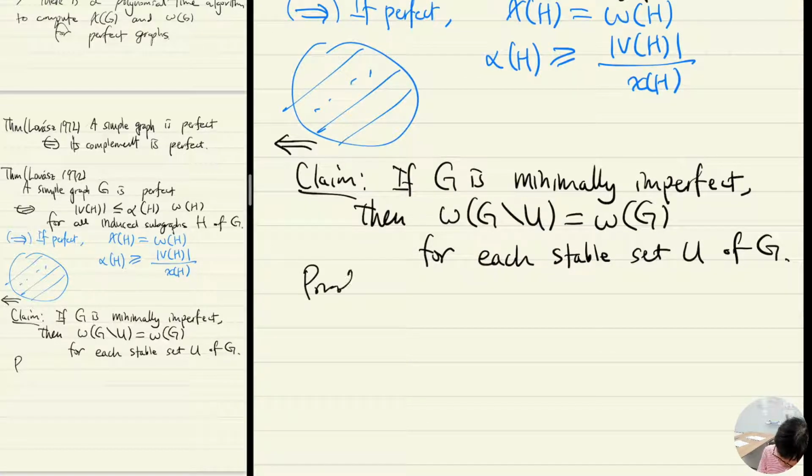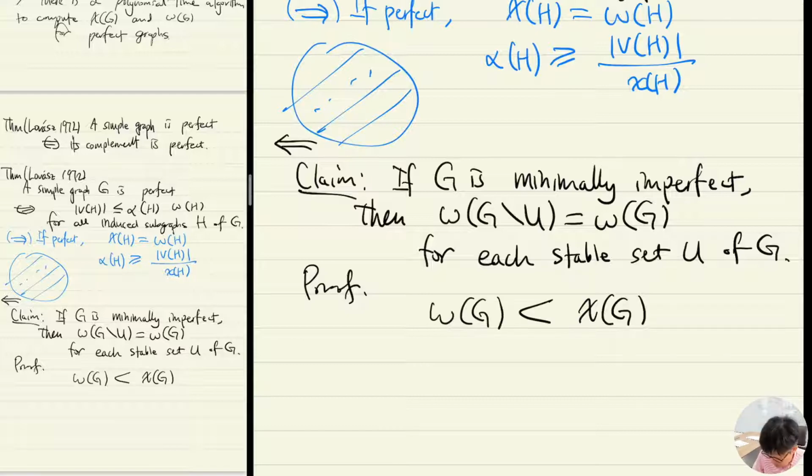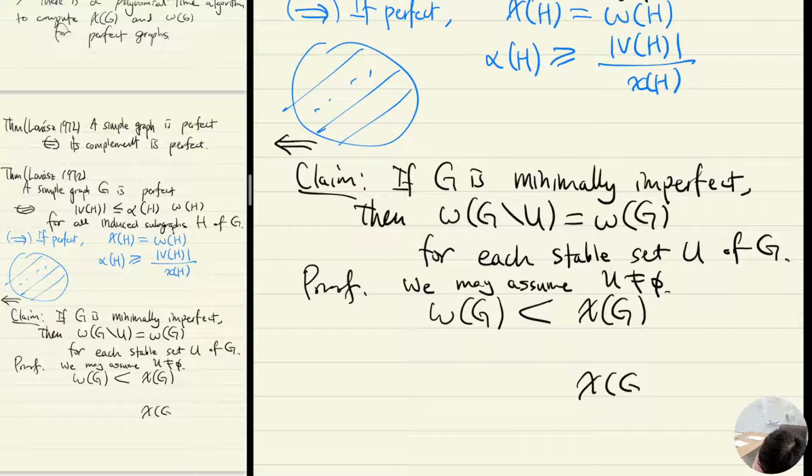Why? So it's not perfect, so the chromatic number is not equal to the clique number. So the chromatic number is strictly bigger than the clique number. Now when you delete the stable set U, I should say use non-empty, because if you use empty, it's trivial. So we may assume U is non-empty. Then when you delete U, certainly it becomes a perfect graph.